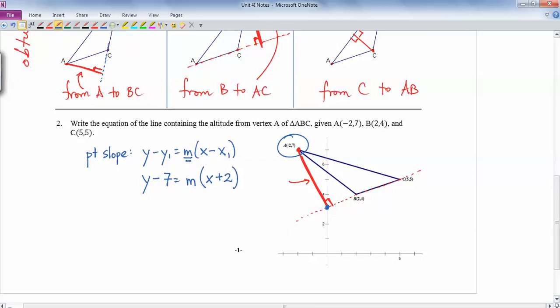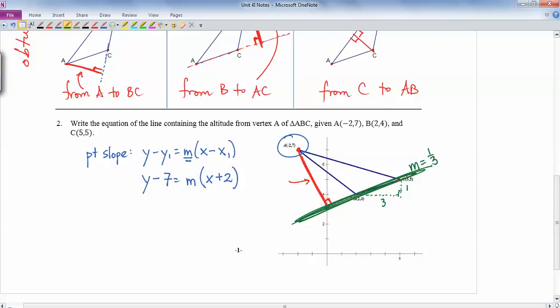Now I still need the slope of that red altitude. Well, the key to the problem is I know that I can get this slope because I have 2 points on that line. I have B is 2, 4, and C is 5, 5. So what I could do is I could get the slope of this green line right here, right over and up. And when I go across, the x's change from 2 to 5, so that's 3 over. And the y's go up from 4 to 5, so that's up 1. So now I know that the slope of this green line is 1 over 3, and it's positive because I'm going uphill.